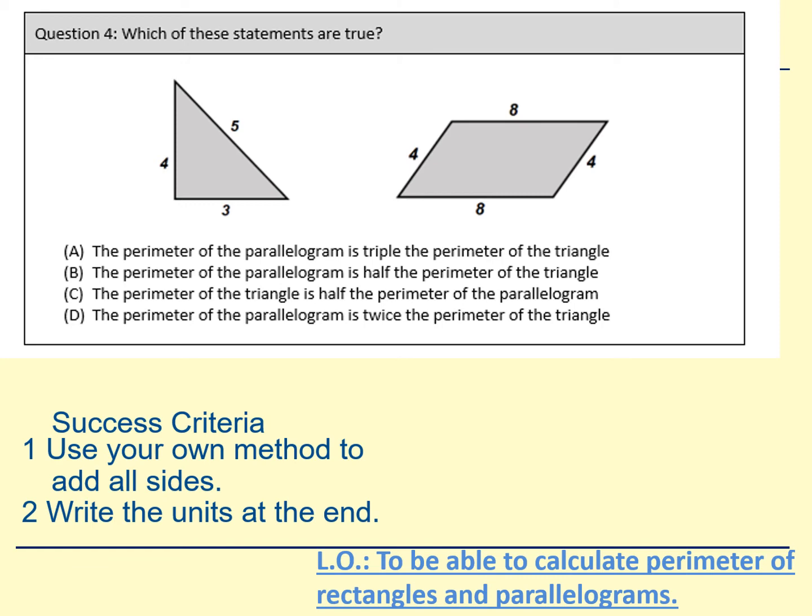Now, let's have a look at this question. Which of these statements are true? The perimeter of the parallelogram is triple, triple means 3 times as big as the perimeter of the triangle. Or is the perimeter of the parallelogram half the perimeter of the triangle? Or is it the other way around? So pause this video, read the statements, calculate the perimeters, and work out which of these statements is true.